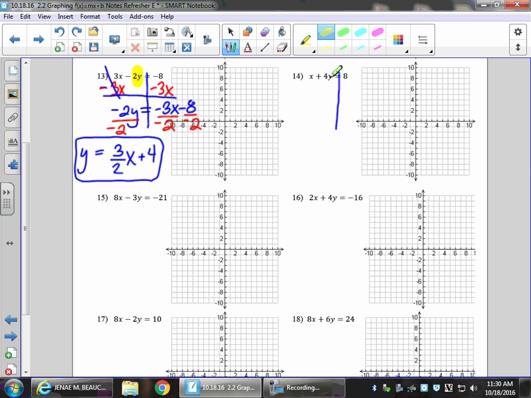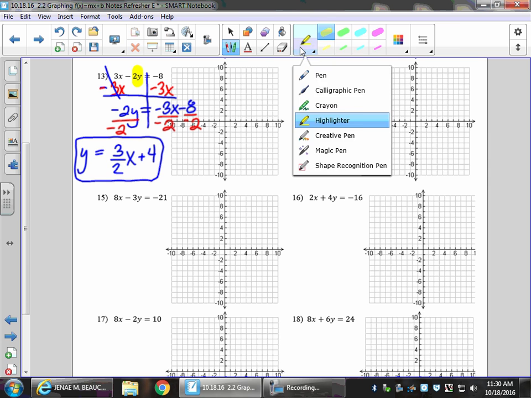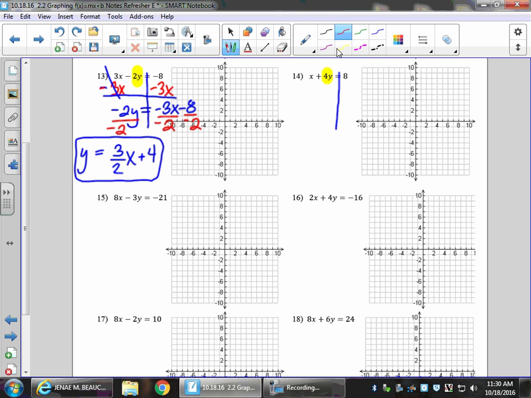Yes. Because I see I have 4y right here. I can move this over by doing what? What operation again? Why are we going to subtract it? Subtract x. Subtract x.